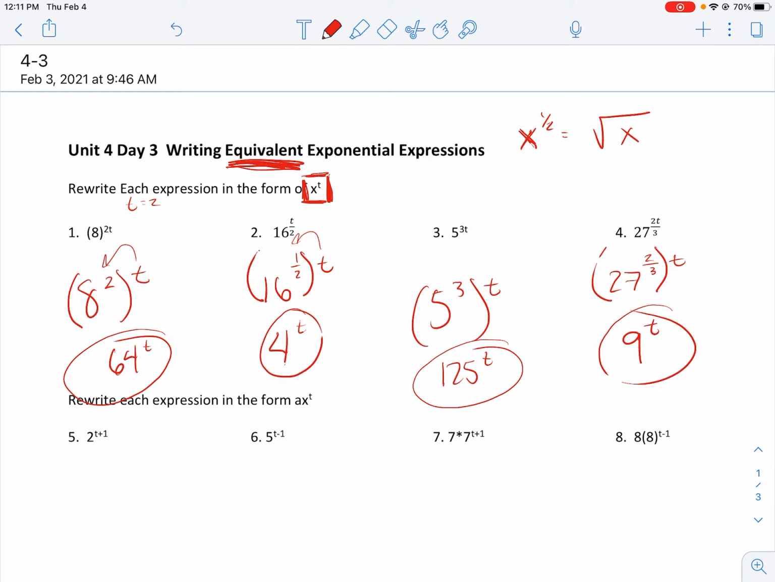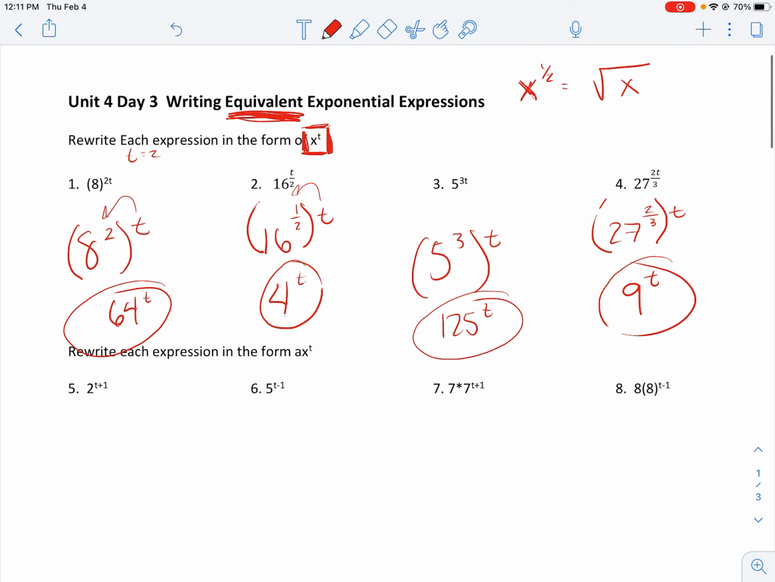So again, the reason why we're doing that is just because the instructions told us to. But these are still the same, they're equivalent expressions. They're just represented differently.